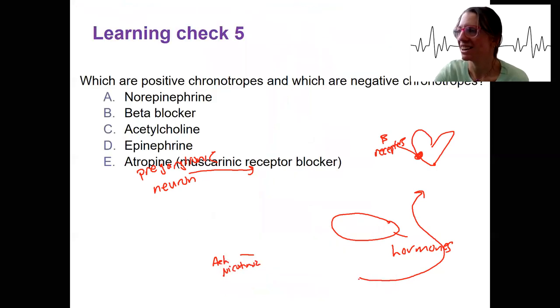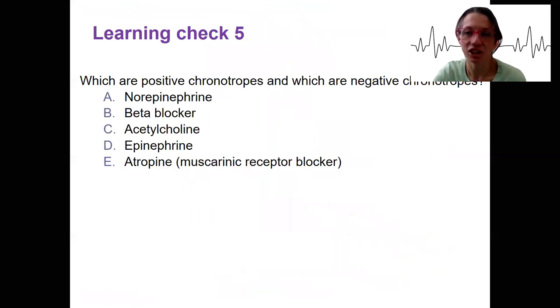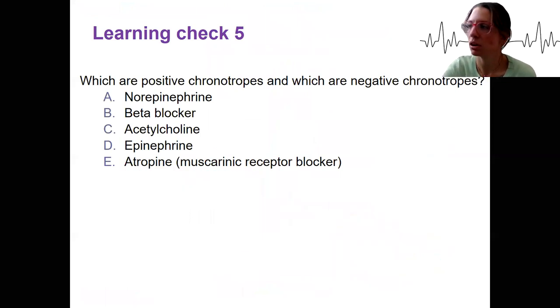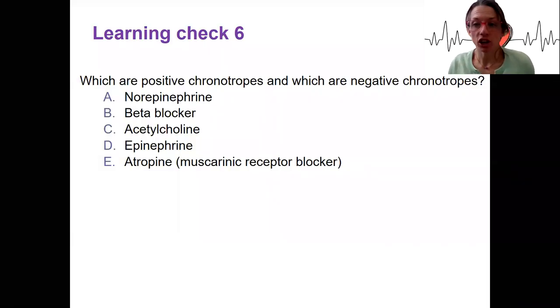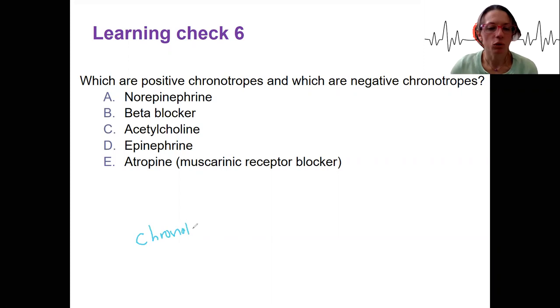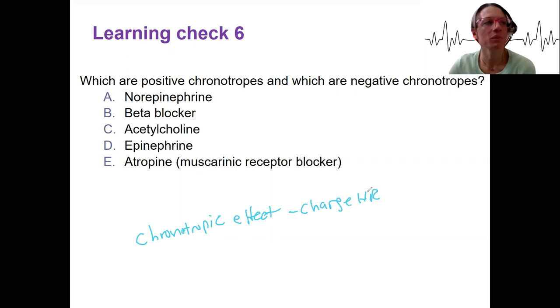Okay, I've got a maybe tricky learning check here, and I believe this one is 6. Learning check 6, sorry about that. What is a chronotrope? It's something that alters heart rate, right? Chronotropes alter heart rate either to increase or decrease it. This is called having a chronotropic effect. Change heart rate. That's opposed to changing, like, contractility, for example.